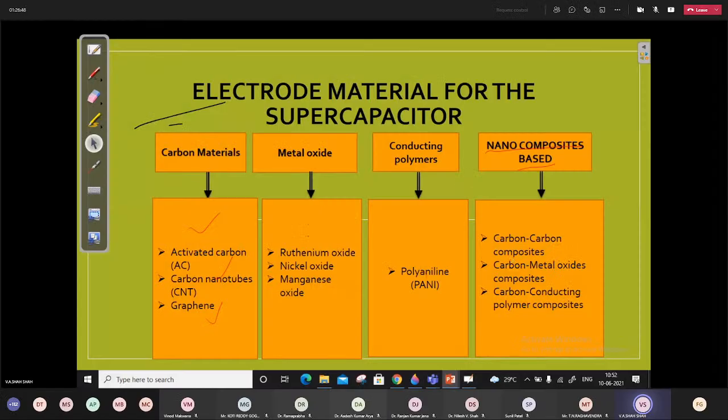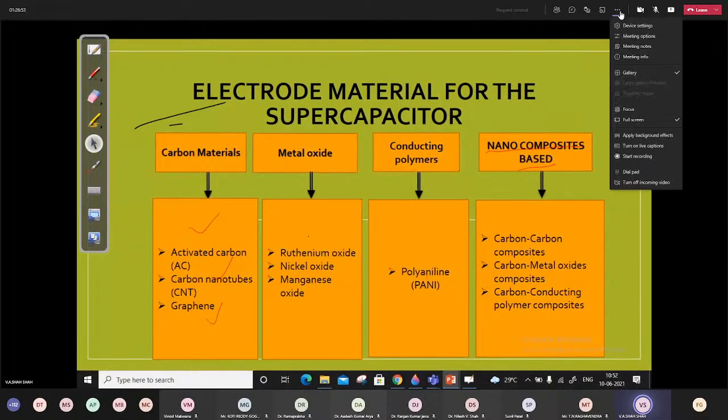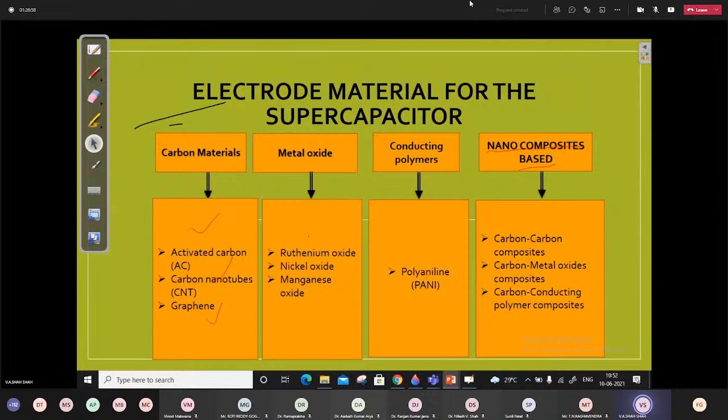I will show you one startup company that has designed a graphene-based supercapacitor battery using this nanocomposite-based material with the help of graphene. So carbon-carbon composite, carbon and metal oxide composite, and carbon and conducting polymer composite. It means the combinations of carbon materials and the pseudocapacitor material.